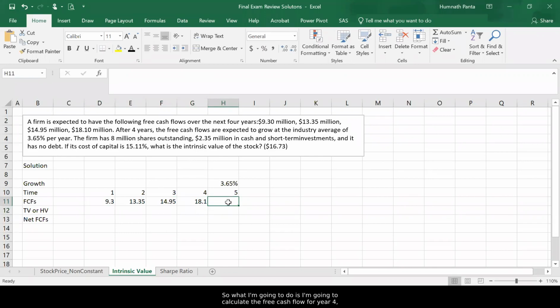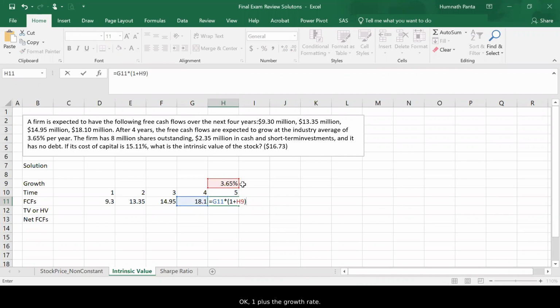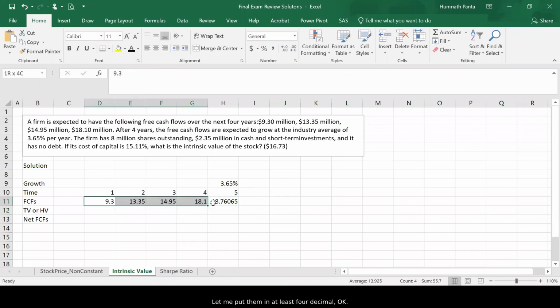3.65%. So what I'm going to do is calculate the free cash flow for year 5, which is equal to the 4th year free cash flow times 1 plus the growth rate. That is the free cash flow for year 5. Let me put them in at least 4 decimal places.